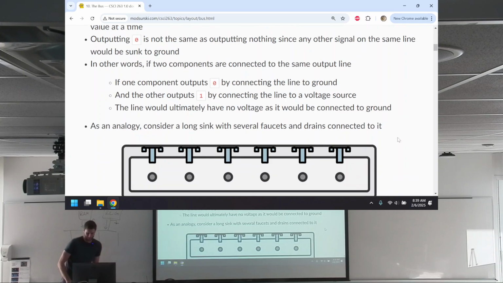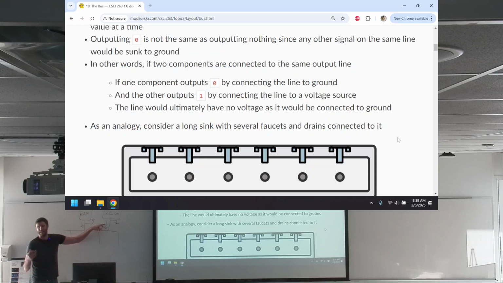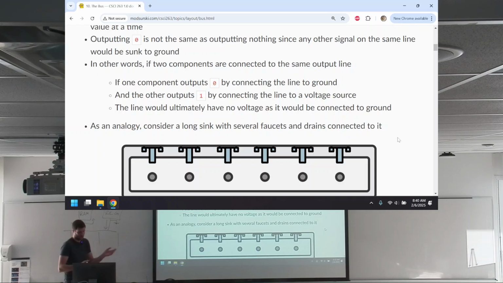All right. Yeah, so outputting a 0 is not the same thing as outputting nothing. Z is like nothing. 0 is connect to ground. It's a different thing. So in other words, if two components are connected to the same output line, if one component's outputting 0, it's connected to ground, the other one's connected to 1, we've got a problem. And then there would be no voltage on the line because it's connected directly to ground, which creates like a short circuit, and that's a problem.